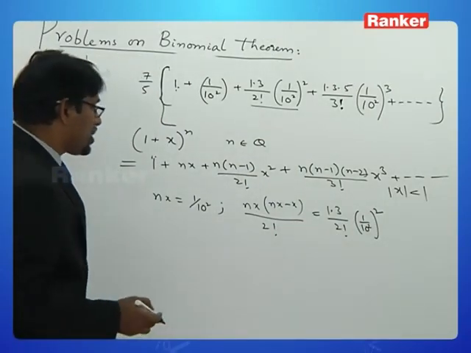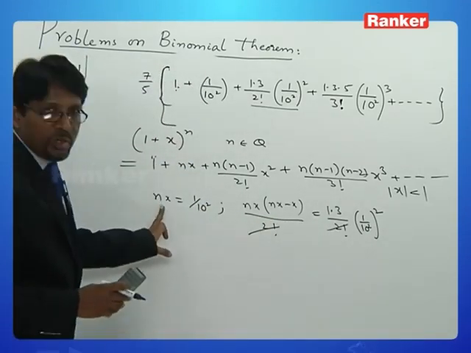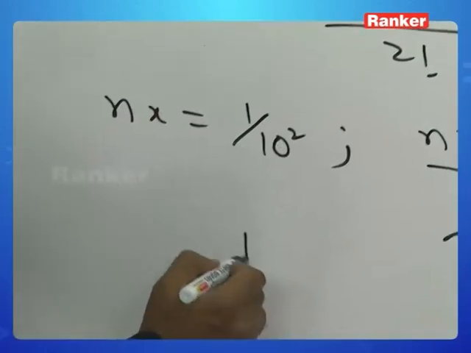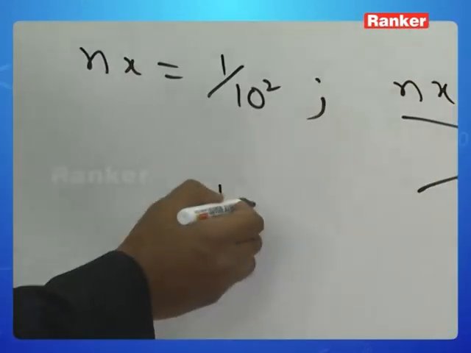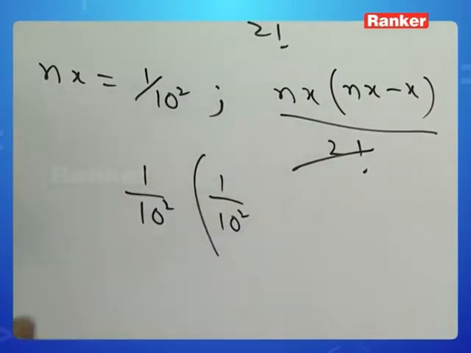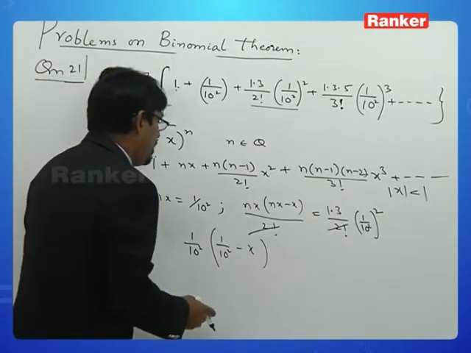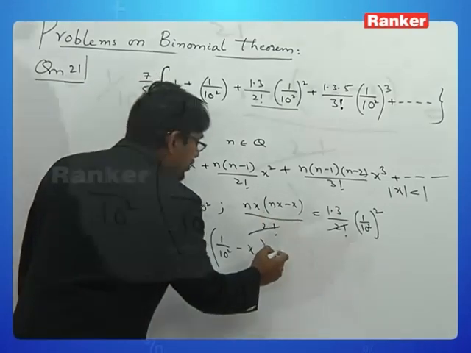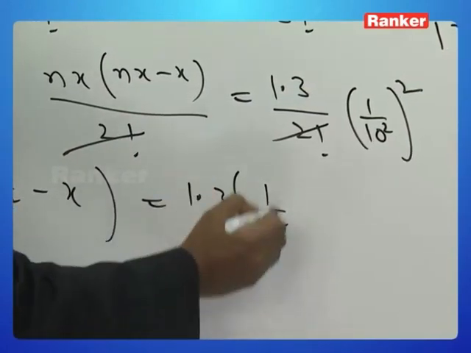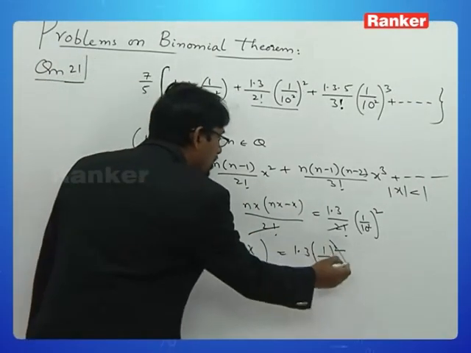Okay, now what we'll do is this 2 factorial cancel that out, and now let's put the value of nx here. So, what do we get? Instead of nx, I am writing 1 by 10 square, and instead of here 1 by 10 square minus x. This x we will have to find out. We will find out that x here, the 2 factorial got cancelled, and we have 1 into 3 into 1 by 10 square whole square. Now, this factor of 1 by 10 square and this will cancel it out.